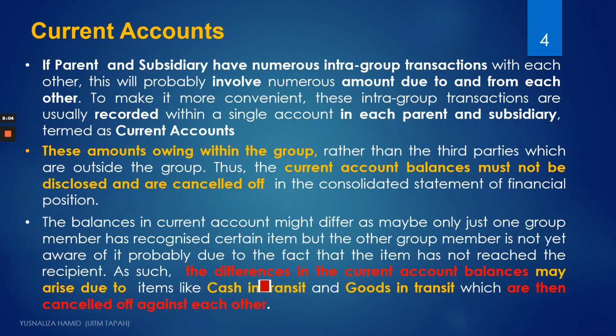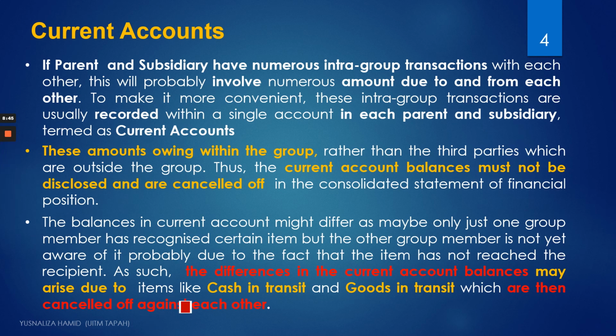As such, any differences in the current account balances may arise, and it is quite common to see that those differences arise from items that are related to cash in transit. It might be due to items like cash in transit, which I mentioned earlier are called items in transit, or maybe goods in transit. Cash in transit is the payment of cash that was delivered but has not yet reached the recipient. Goods in transit is the goods that were delivered but also has not yet reached the recipient. It is still in transit.